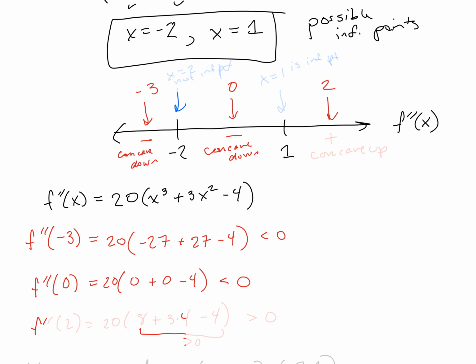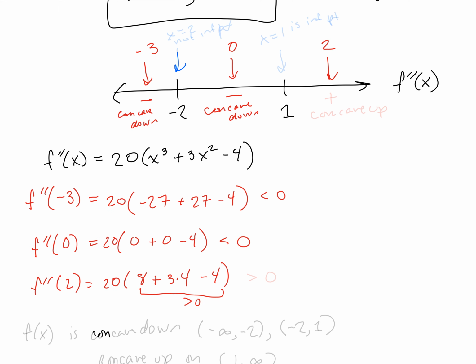And lastly, f double prime of 2, that's 20 times 2 cubed, 8, plus 3 times 2 squared, times 4, minus 4. So let's see there. That's going to be definitely a positive number.